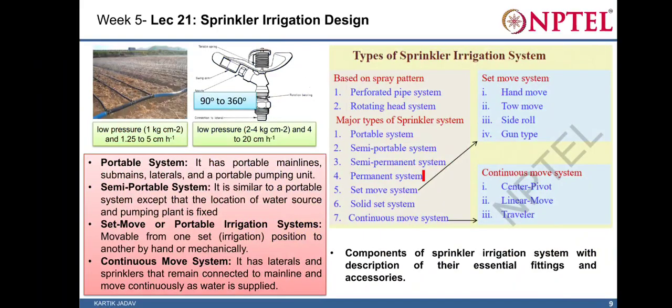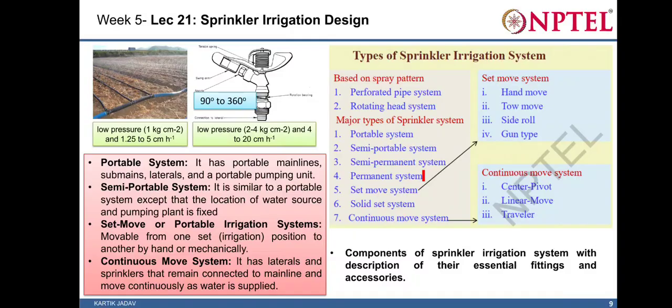Sprinkler irrigation design. As we already talked, there are four types of sprinklers. One is a portable system, second is a semi-portable system, third is a set move or portable irrigation system, and the fourth one is a continuous move system. The portable system has portable main lines, sub main lines and laterals, and a portable pumping unit. All are movable. Whereas a semi-portable system is similar to a portable system except the location of the water source and pumping plant is fixed.